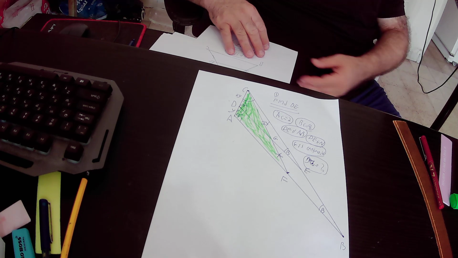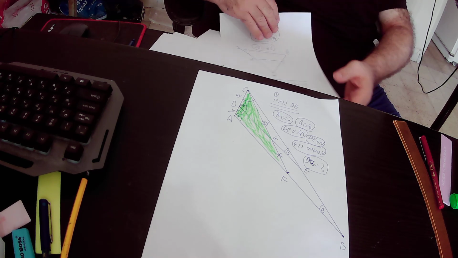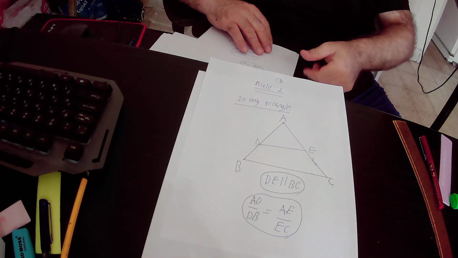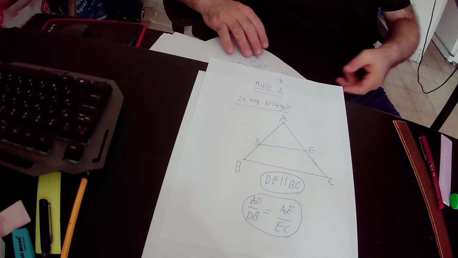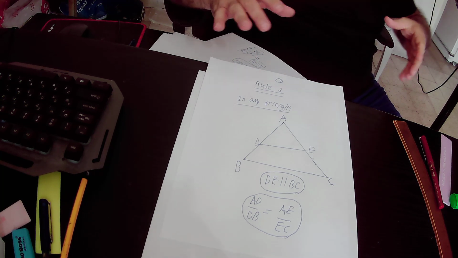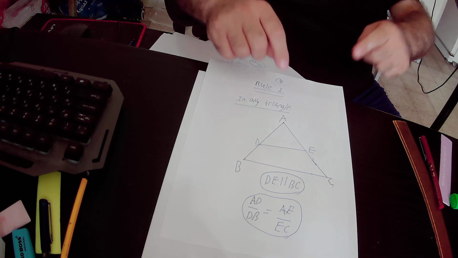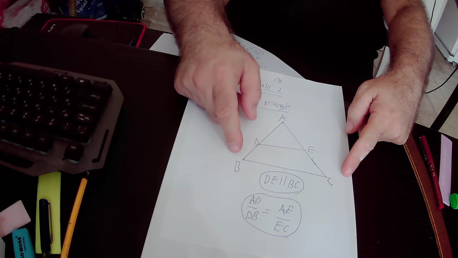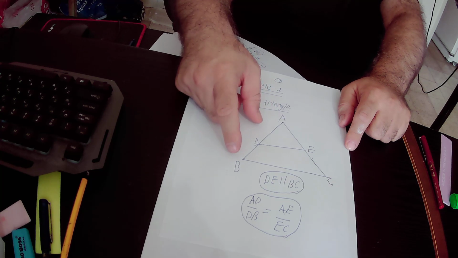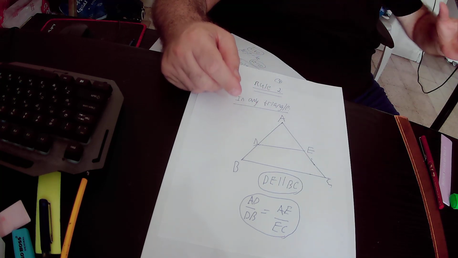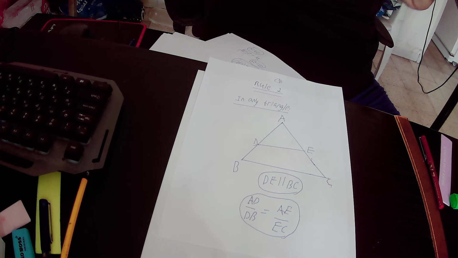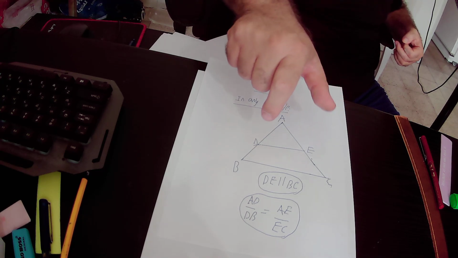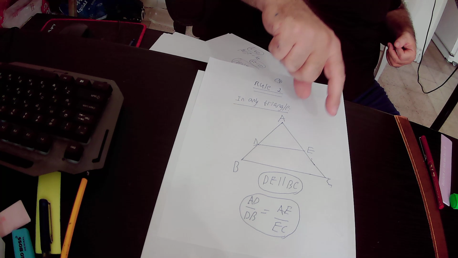Then we also have rule number 2. Rule number 2 is true in any triangle. We can apply it in any triangle. If we have triangle ABC, which could be any triangle, and we know that line segment DE is parallel to BC, then according to rule number 2, AD over DB equals AE over EC.